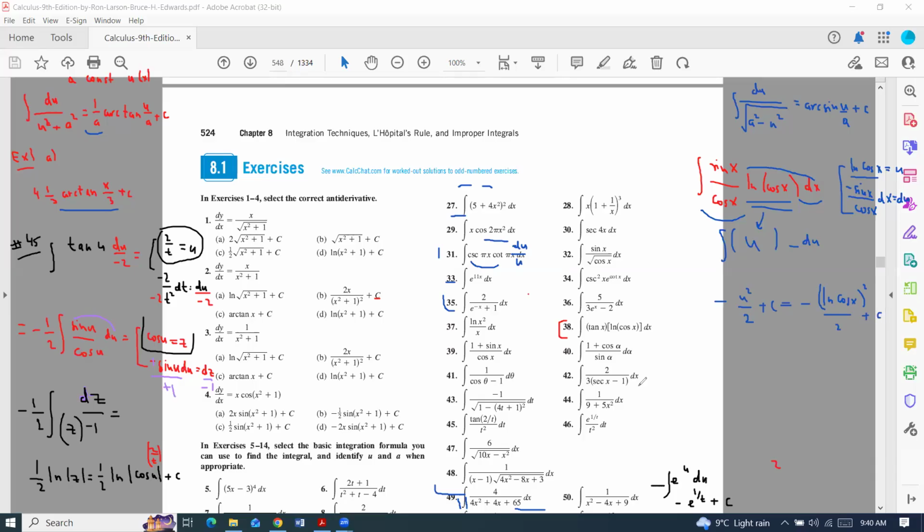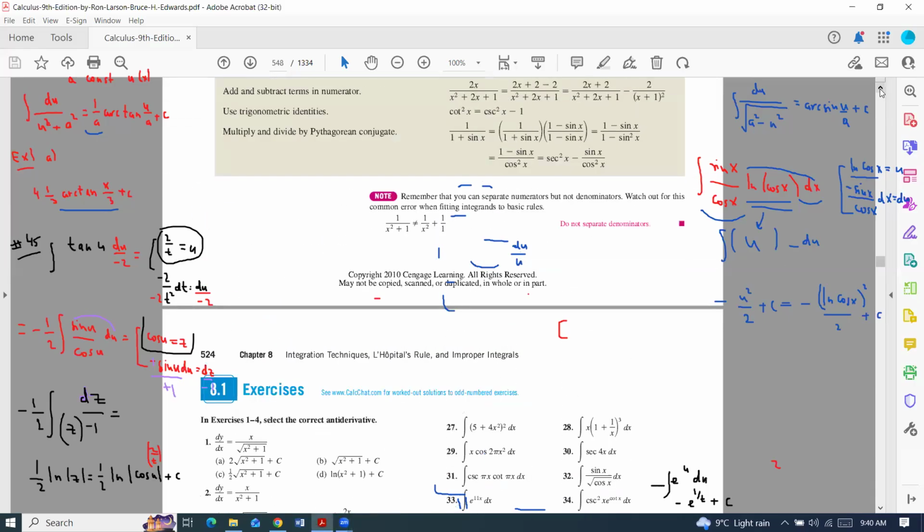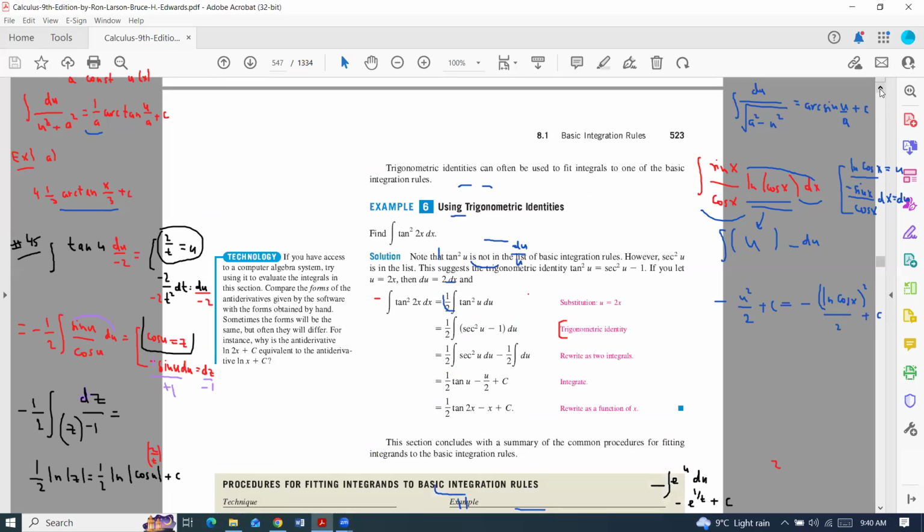It's not hard. So as promised, I will return and look at what they have left here in the section. So trig identity, example 6, secant squared minus 1 instead of tangent. When you know how to integrate secant squared, which is tangent, you get the answer right away. So tangent squared is not in the tables, but you can replace it with the trig identity secant squared minus 1.